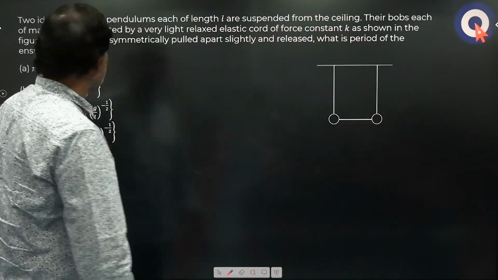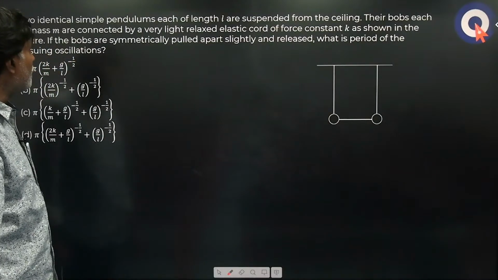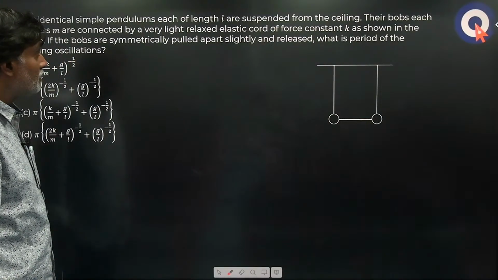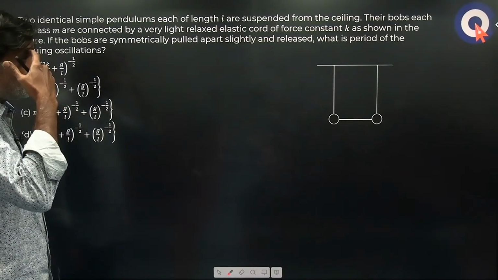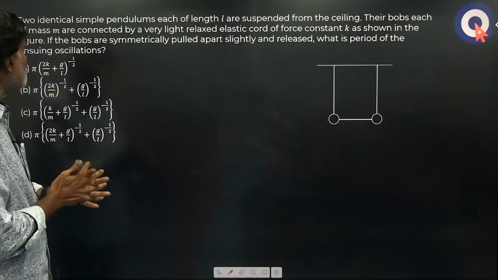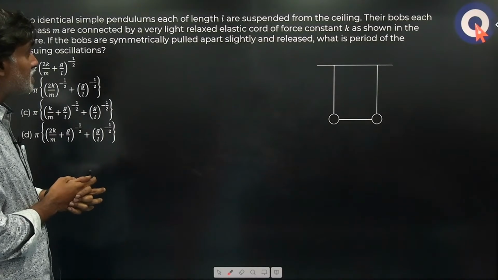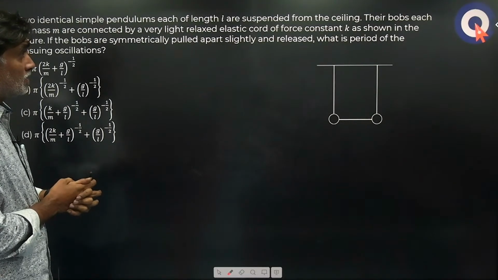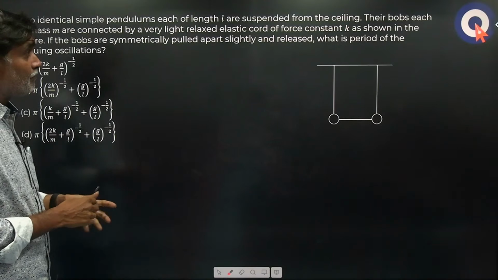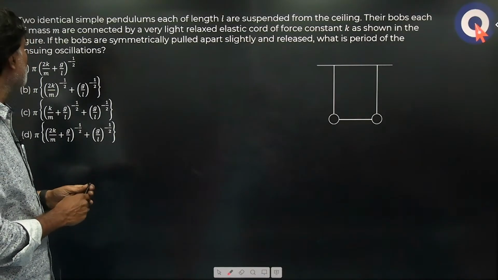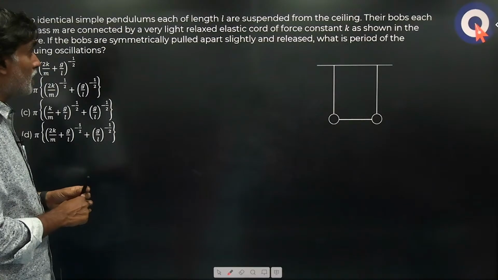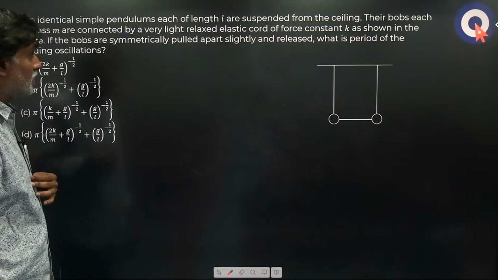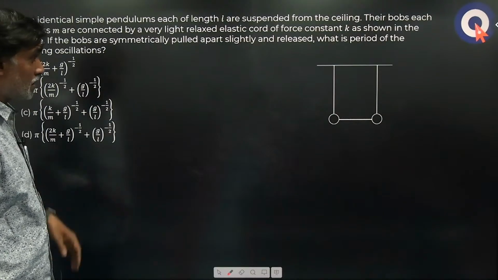The next question. Two identical simple pendulums, each of length L, are suspended from the ceiling. Their bobs, each of mass small m, are connected by a very light relaxed elastic cord. Elastic cord means string, with force constant K, as shown in the figure. If the bobs are symmetrically pulled apart slightly and released, what is the period of ensuing oscillations?